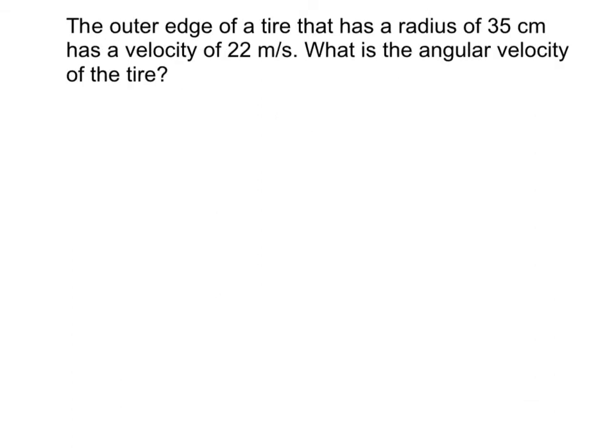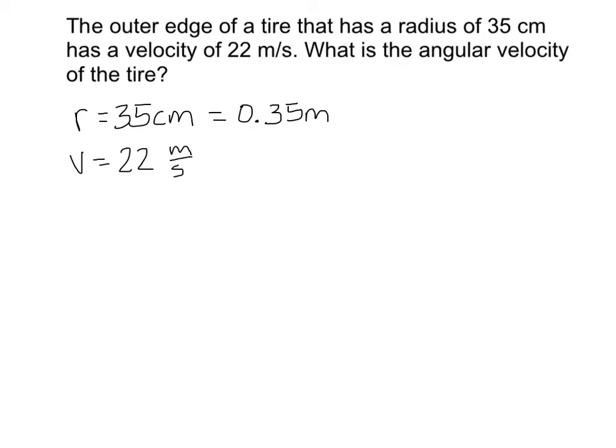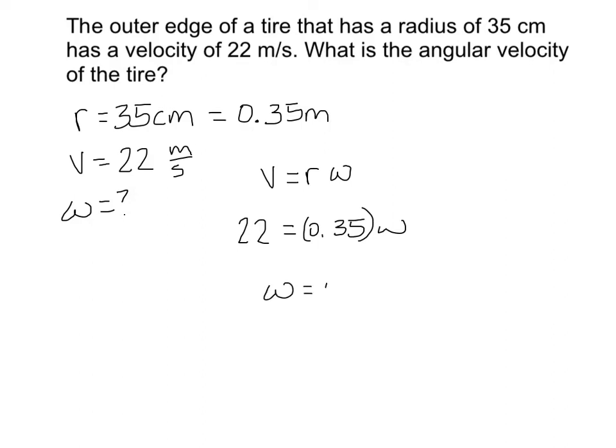The outer edge of a tire has a radius of 35 centimeters. But wait, what do? You can't have centimeters. You need to convert to meters. Move your decimal. You now have a radius of 0.35 meters. We're given a velocity of 22 meters per second, and we're looking for angular velocity, which is the omega. Our formula to find this, V equals R omega, we're going to plug in 22 for the velocity, 0.35 because we converted to meters for the radius, and then omega. So 22 divided by 0.35, we get an angular velocity of 62.9 radians per second.